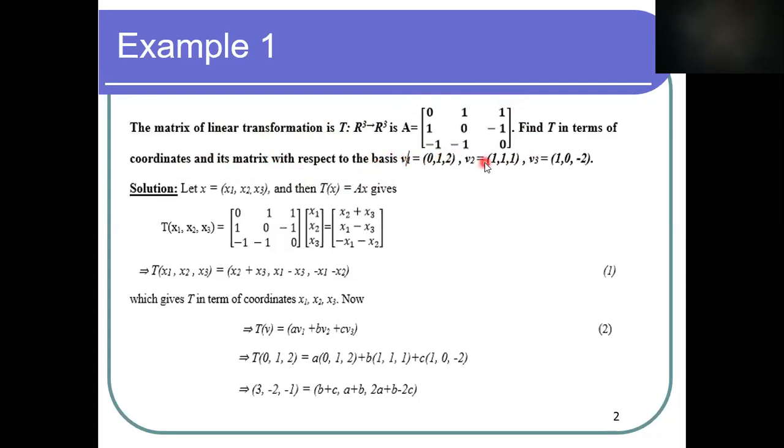Since V1, V2, V3 are bases, any vector in this space can be written as a linear combination of these basis elements. Because a basis consists of linearly independent vectors, and these linearly independent vectors span the whole vector space or the complete subspace, where the span is the set of all possible linear combinations of some vectors. So first of all we need to find T in terms of coordinates.